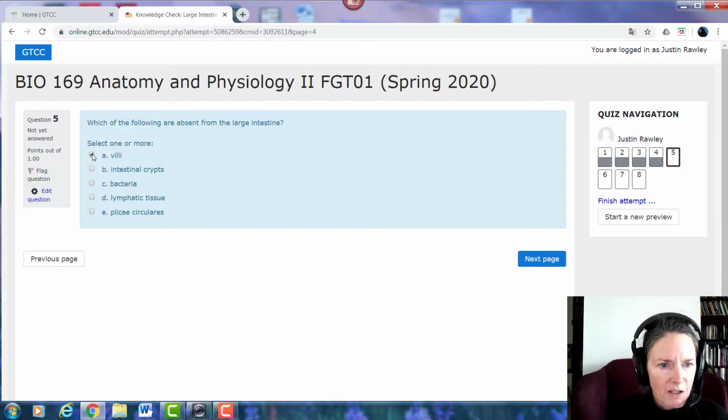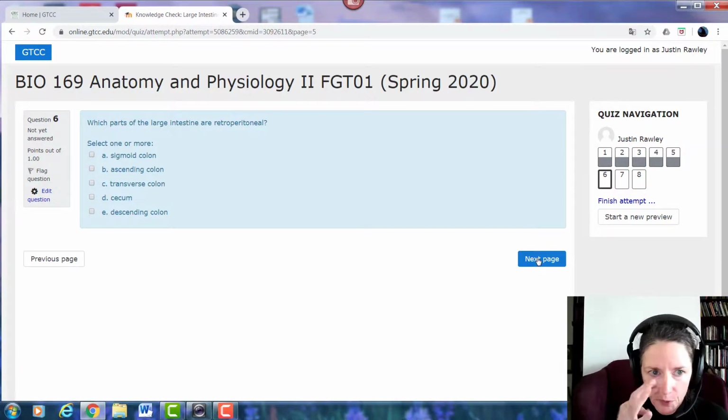All right, which of the following are absent from the large intestine? Well, villi, plicae circulares. Remember, it's kind of flat in there. We're not doing a whole bunch of absorption here, only limited things. Only about 10% of our nutrients will be absorbed in here.